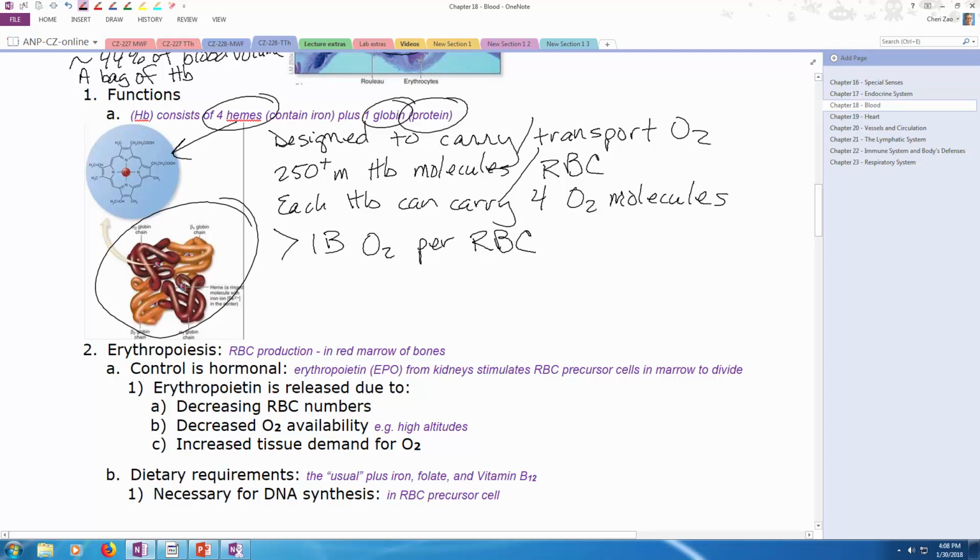The other thing that's important about hemoglobin is that it can carry CO2, carbon dioxide. But carbon dioxide does not attach to the hemoglobin in the same area that oxygen does. Oxygen is definitely associated with the heme portion of hemoglobin, but carbon dioxide is not. The carrying area for carbon dioxide on the hemoglobin molecule is a totally different site.